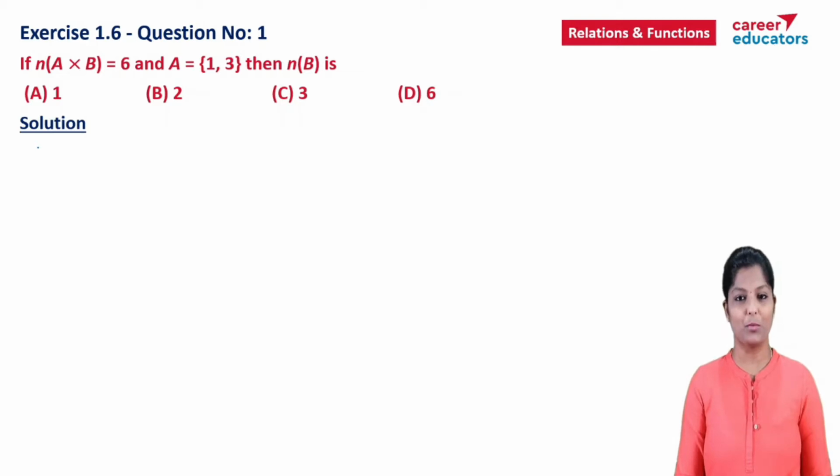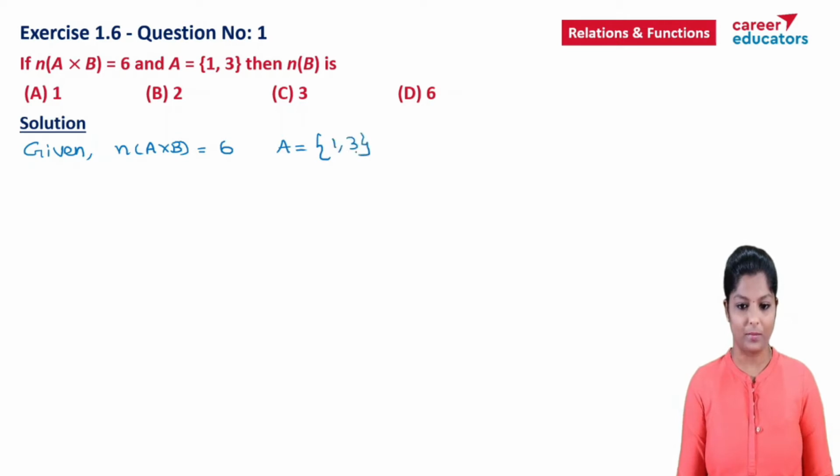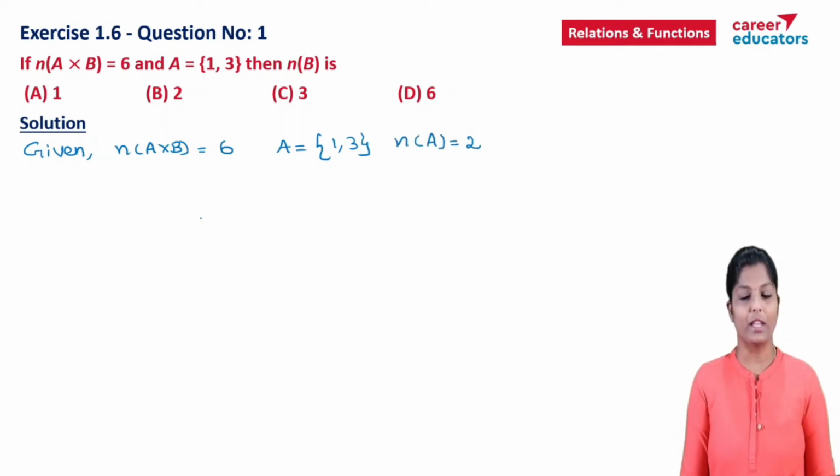In question number 1, n of A cross B and set A are given. We have to find the value of n of B. Let's solve the problem. Given n of A cross B equal to 6 and set A equal to {1, 3}. Here in set A we have two elements. So n of A equal to 2. Next we have to find the value of n of B.